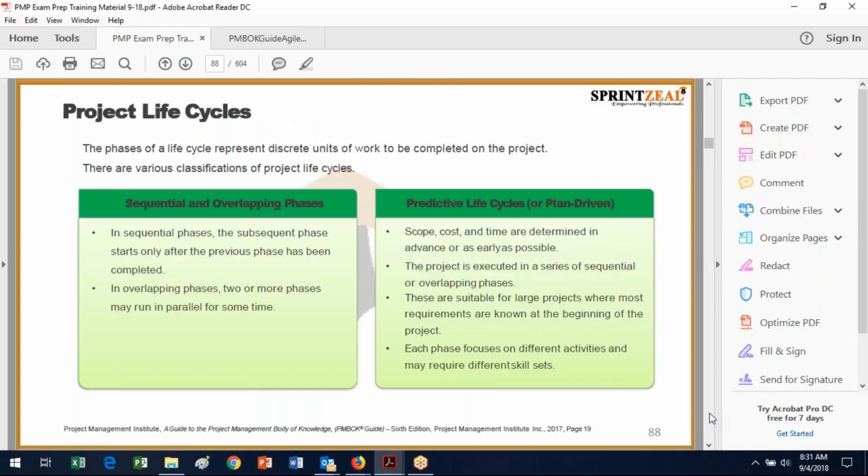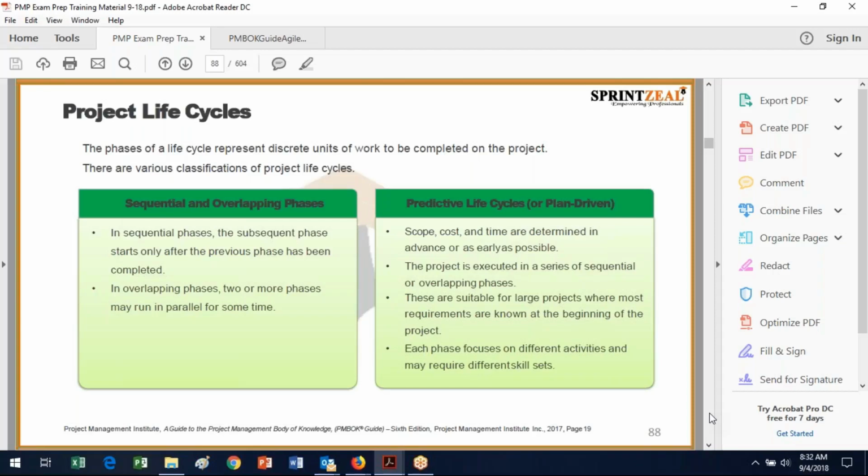Okay, so project life cycles are usually the phases of a life cycle. And remember, the knowledge areas and the process groups are not phases of a life cycle per se. But the phases of a life cycle, whatever life cycle you choose to use, represent the discrete units of work to be completed on the project.